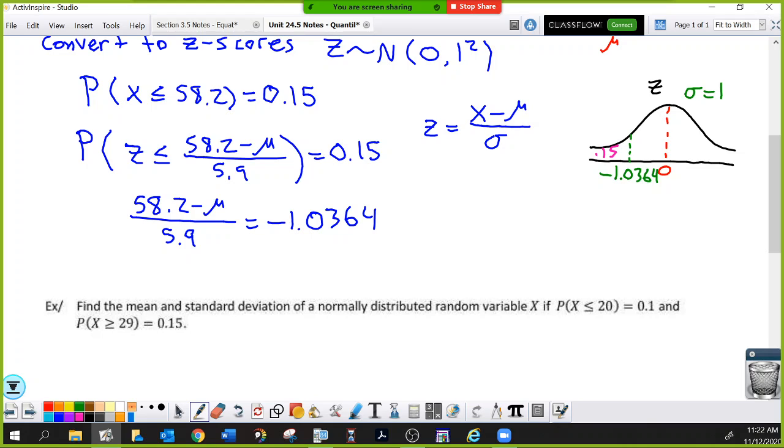Because this is the equation for z-score, and I know the z-score's value, I can isolate the mean now. So you multiply both sides by 5.9.